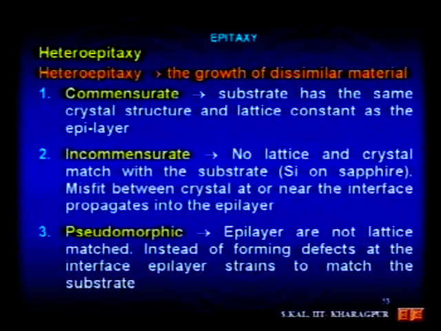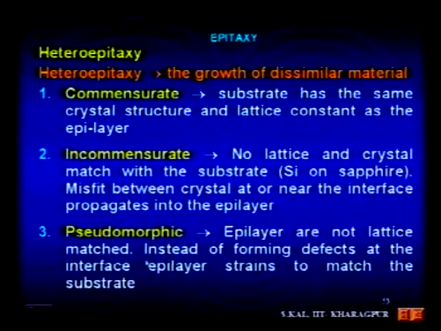In the case of incommensurate, there is no lattice and crystal match with the substrate, for example silicon and sapphire. Misfit between the crystals at or near the interface propagates into the epitaxial layer. That means the incommensurate epitaxial film may not be of very good quality. There are a lot of misfit defects; misfit dislocations may appear. And the third category is pseudomorphic. In this particular case, the epi layers are not lattice matched. Instead of forming defects at the interface, the epi layer strains to match the substrate.